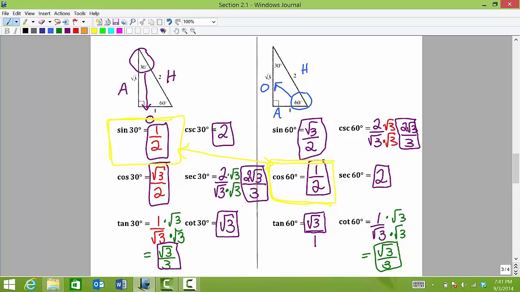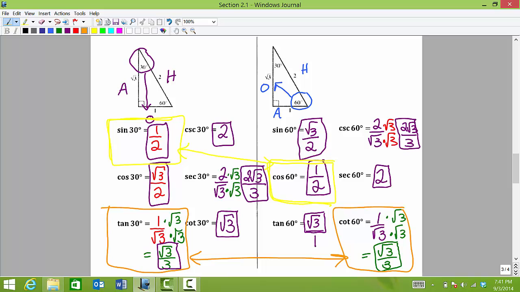Let's look at another one. Tangent of 30 degrees should then be the same as cotangent of 60 degrees, and we see that they are the same. This is why we call them cofunctions, because they're angles that add up to be 90 degrees within the same right triangle, and their cofunction values will be the same.